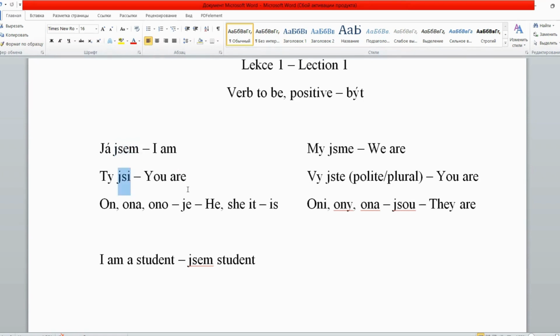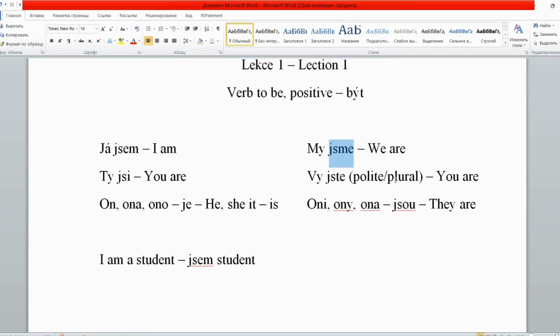Jsi, you are. If you want to say he, she, it is, we use this version je. On, ona, ono, je. We are, it means my jsme. Basically we use jsme.